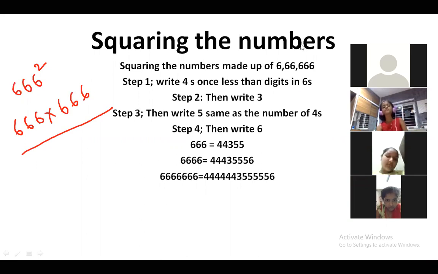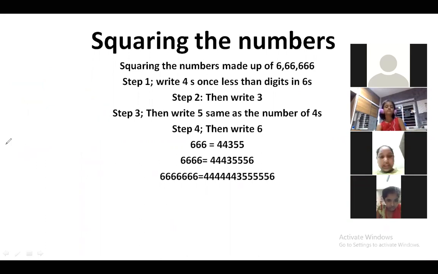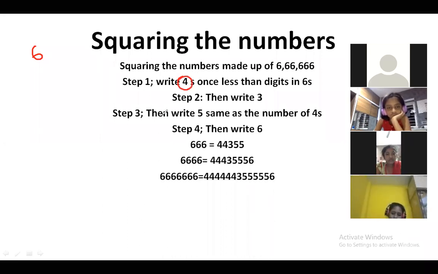So without killing the time, without using the usual method, we have one shortcut method to find the answers. For what type of numbers is this applicable? The numbers which are made up of 6 only. If you find all 6s, you can square very easily using these steps. What is the first step? Write 4s, one less than the number of digits in the 6s. Then write 3. Then write 5, same as the number of 4s. Then write 6. There are 4 steps.